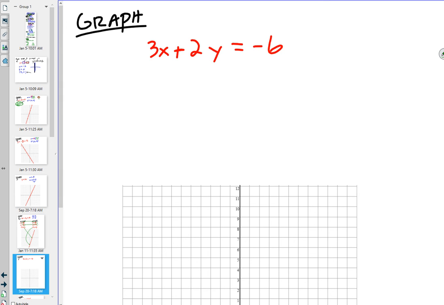Last one before our extended release. What form is this in? Standard, bro. Okay, so we can't identify too much just from looking at it, but let's use what they give us. What's A? 3. Good, what's B? 2. And what's C? -6.